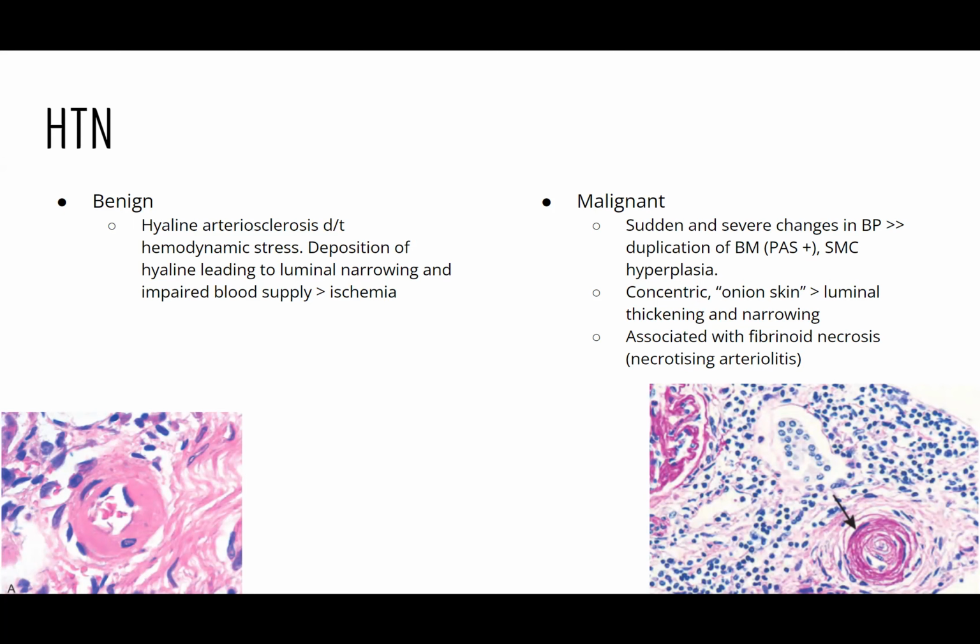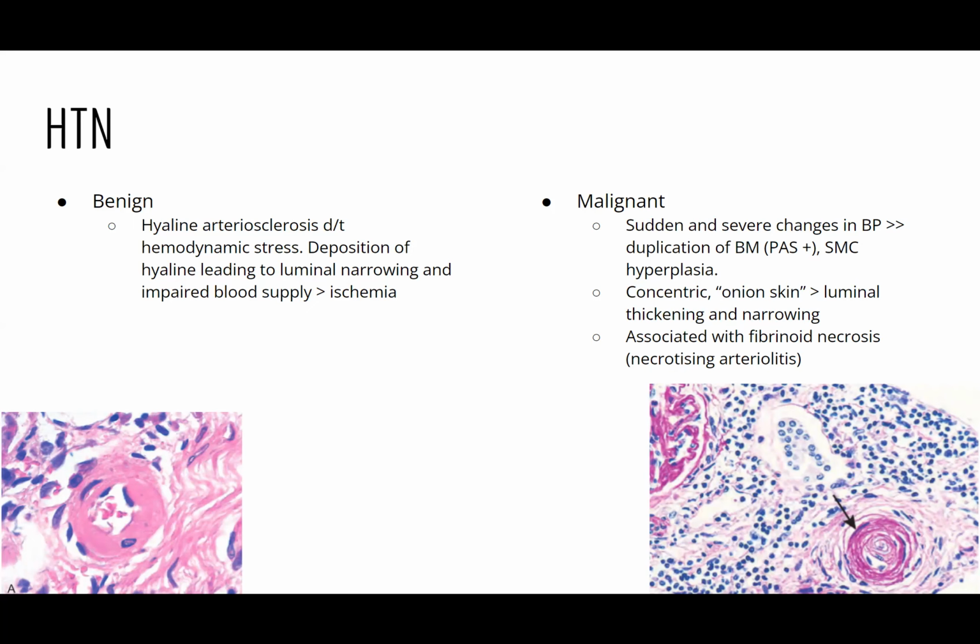And then malignant hypertension is a sudden increase in blood pressure. And what makes it malignant is end organ damage. So in response to the sudden increase, you're going to get duplication of the basement membrane, and then very, very, very important, smooth muscle cell hyperplasia. Please highlight that. That is a very big factor of this pathogenesis and what makes it bad.